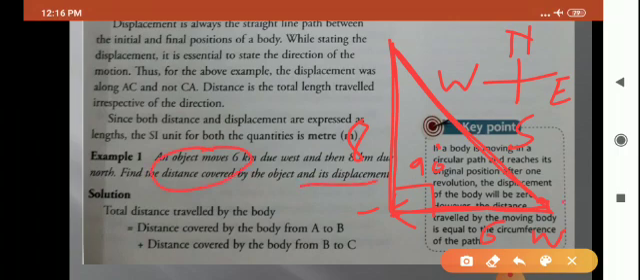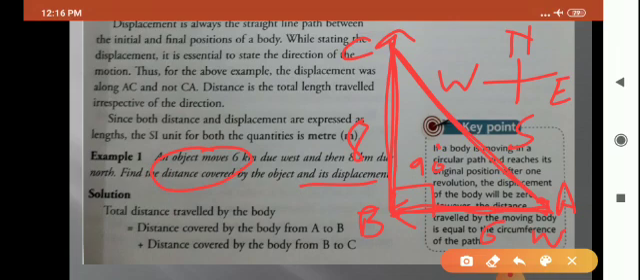Suppose this is point A, this is point B, this is point C. The person is moving from point A to B, that is, towards west 6 km, and then from point B to C, that is north 8 km. Now you have to find the distance. Now what is distance, children?